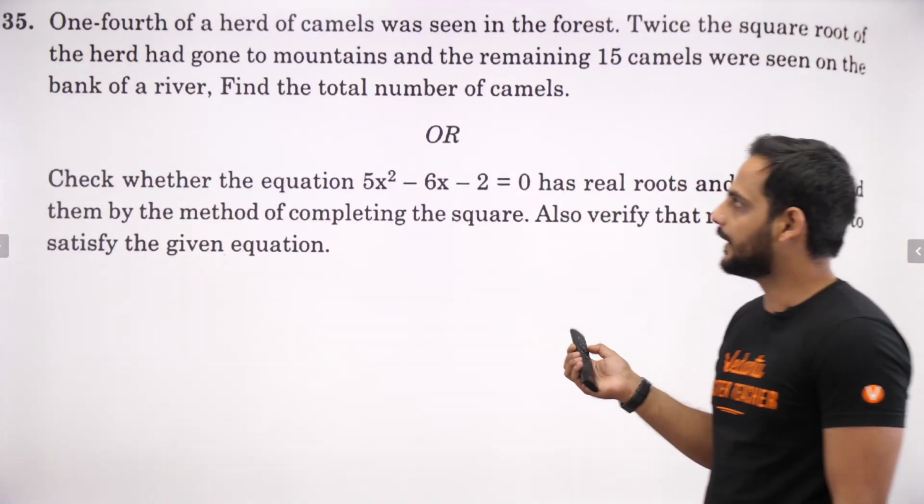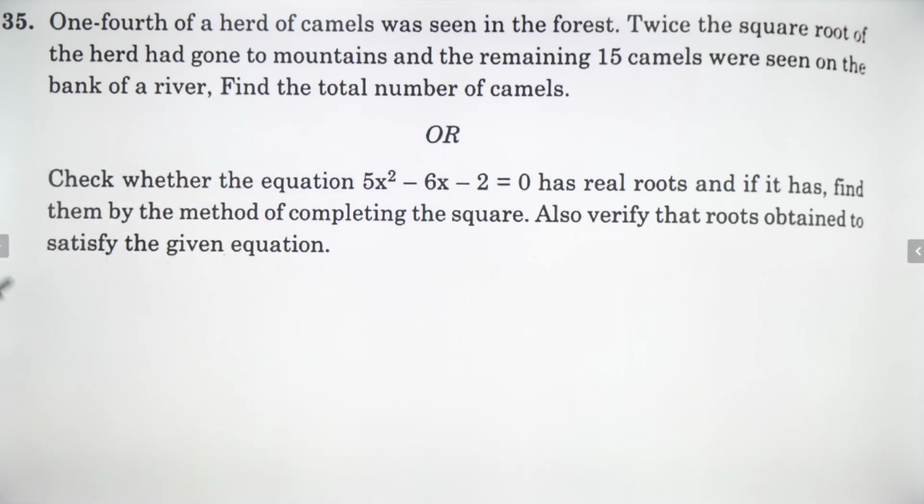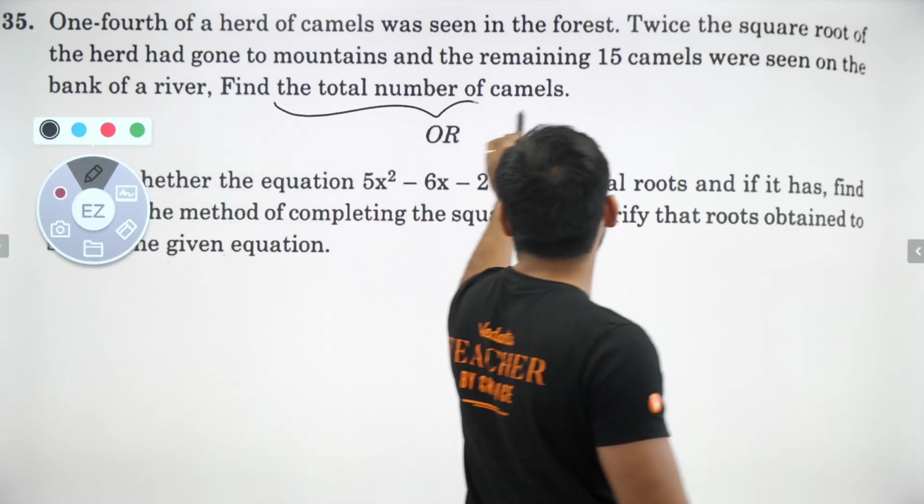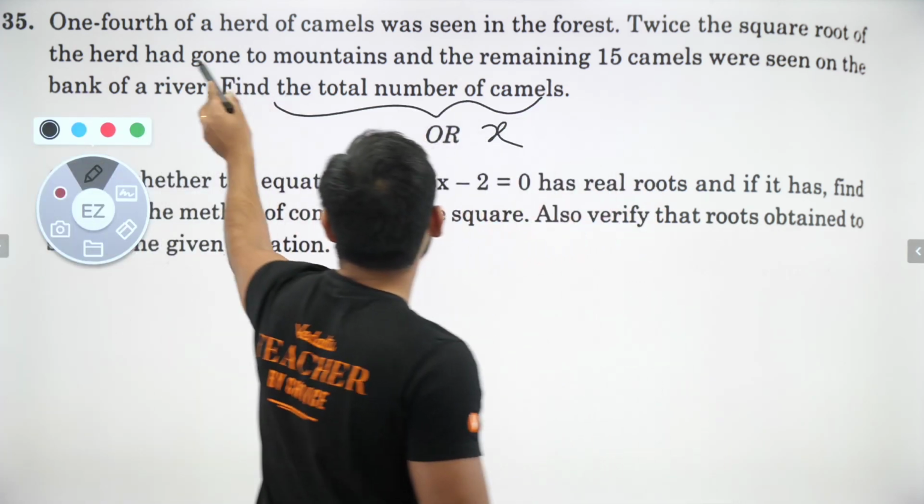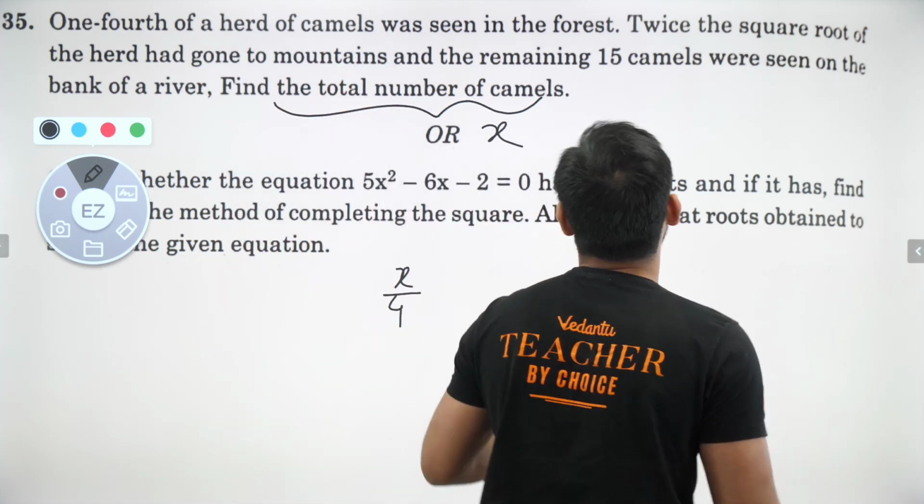Next part. 1/4 of a herd of camels was seen in the forest. Twice the square root of the herd has gone to the mountain and the remaining 15 camels were seen on the bank of a river. Find the total number of camels. So beta, let us say the total number of camels is x. 1/4 of the herd was seen in the forest, so x by 4 are in the forest.